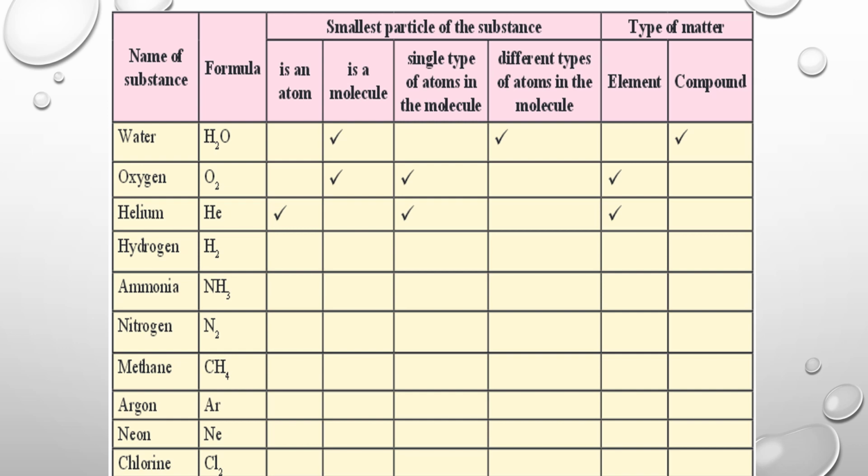The third and fourth columns are for atom and molecule. From these you can select only one at a time. Either it is going to be an atom or it is going to be a molecule. You cannot take both columns together. The same goes for the fifth and sixth columns, where you take either a single type of atom or different types of atoms. The last two columns are for element and compound. Again, you can pick any one.